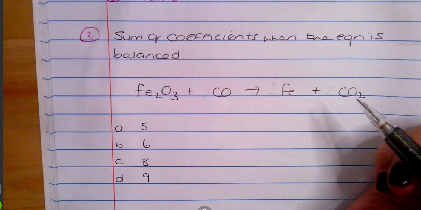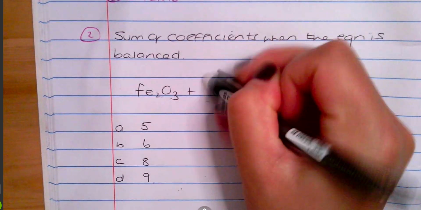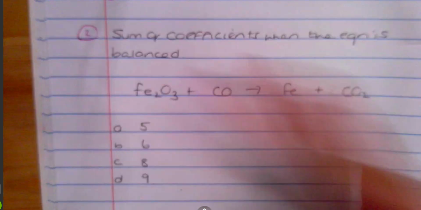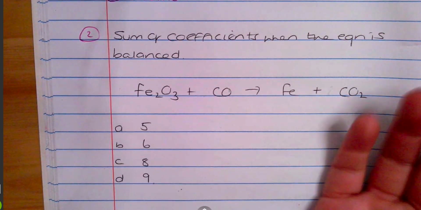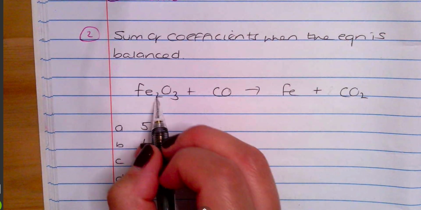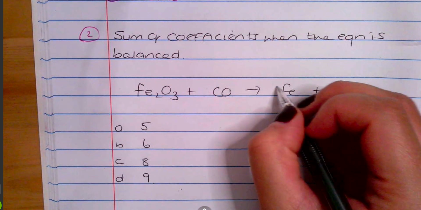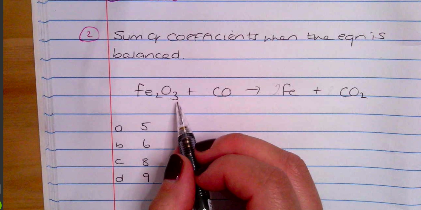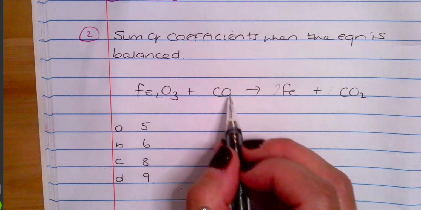Coefficients when the equation is balanced. So I was working on this earlier. First thing you have to do obviously is balance it before you can figure out the sum of the coefficients. So what I would do is I'd say, right, I've got Fe2, so I need 2 irons, so I'd put a 2 here. And then I'd say, okay, I've got 1, 2, 3, 4 oxygens.